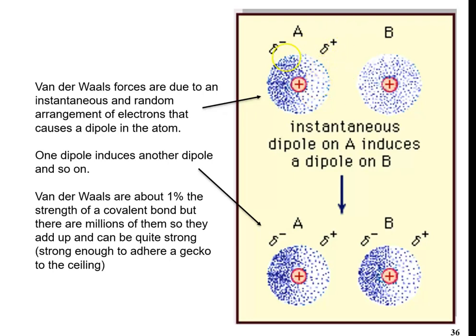What can happen is atom A can go on to induce the same situation in atom B. You'll see that atom B starts up here with pretty equal distribution of its electrons.